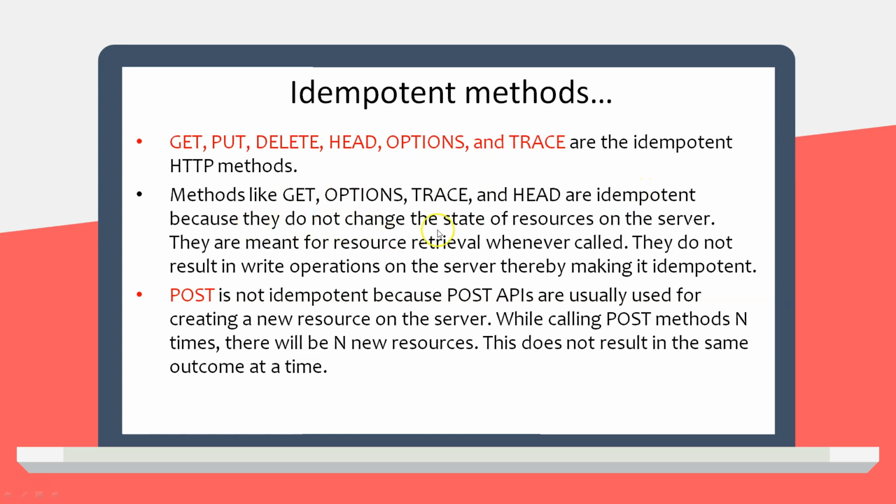Because they do not change the state of resources on the server. They are meant for resource retrieval whenever called. Okay, they do not result in write operations on the server. They are making it idempotent. GET is idempotent. Why? If I'm making a GET call to one particular endpoint, every time I'll get the same result. Let me give you an example.